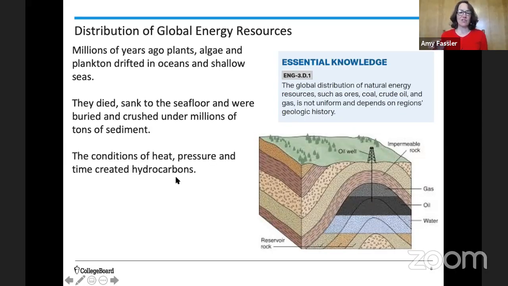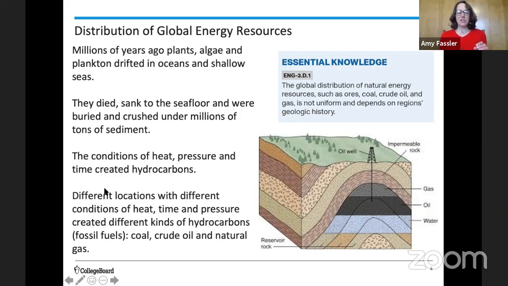And we had these great conditions of time, for sure, millions of years, hundreds of millions of years, and heat and pressure, and different locations on the planet had kind of different heat and pressure conditions. That means that I had different kinds of fossil fuels form in different places. And that determines if I had coal, oil, or natural gas.